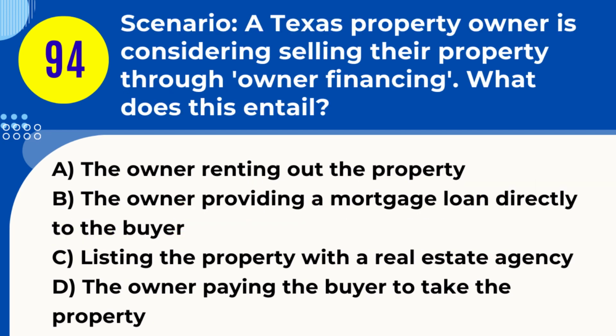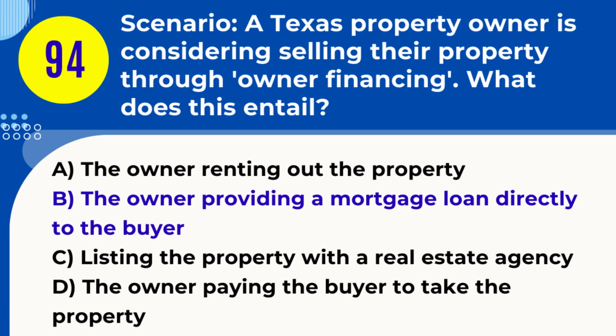Question 94. Scenario. A Texas property owner is considering selling their property through owner financing. What does this entail? A. The owner renting out the property. B. The owner providing a mortgage loan directly to the buyer. C. Listing the property with a real estate agency. D. The owner paying the buyer to take the property.